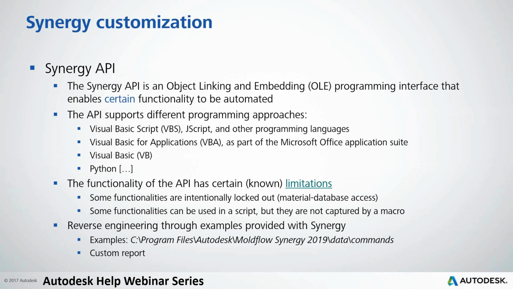Then the API in Synergy has some known limitations. For example, material databases are locked out from access through the API, and this is an intended feature. Developers consider that it is not needed for the API to access the database, make a loop over the different materials, and extract this information.